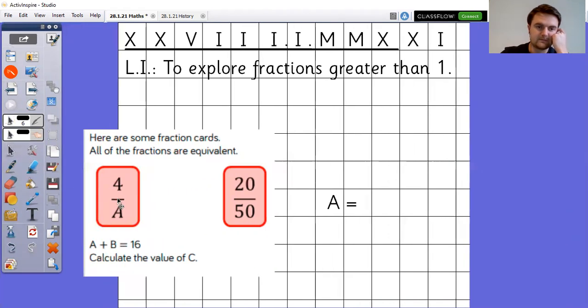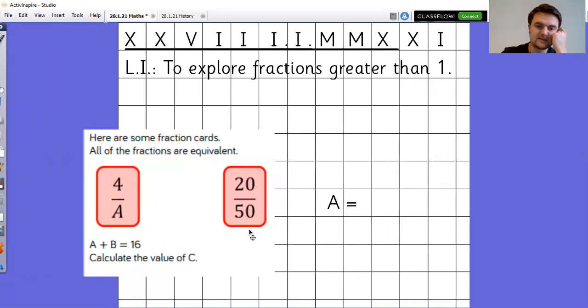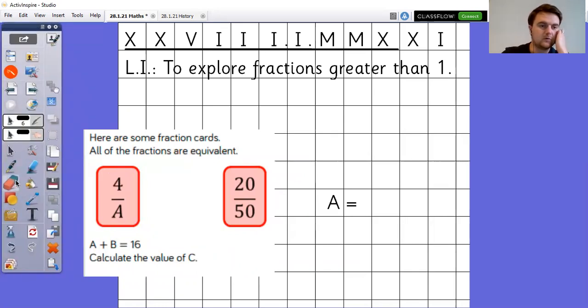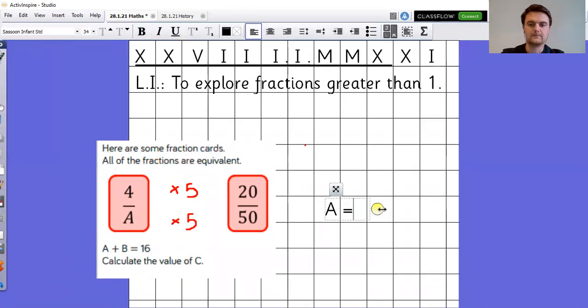Now, I've got 4 over something is equivalent, or the same as, 20 over 50. So I know from what we looked at yesterday that when we are finding equivalent fractions, whatever I do to the numerator, I have to do to the denominator. To get from 4 to 20, I have to multiply by 5. So something multiplied by 5 has to be 50. Now I know that 10 times 5 is 50, so A has to equal 10.